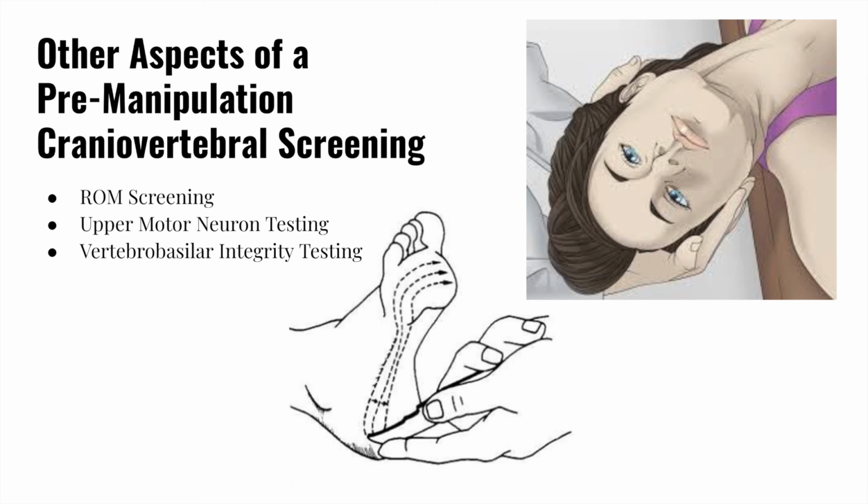In addition to an upper cervical instability screening, we need to screen for range of motion, motor neuron testing such as Babinski's, and VPI to ensure that the patient is ready to receive a manipulation to the cervical spine.